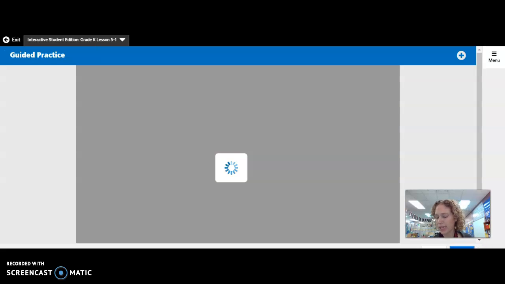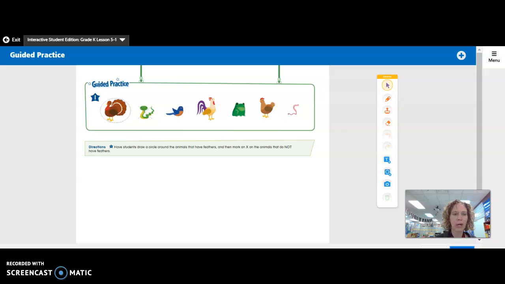All right, let's take a look at our guided practice here. All right, so for number 1, it says, draw a circle around the animals that have feathers. Okay, so that's going to be our category, animals that have feathers. Okay, so let's get our marker out, or our crayon or pencil. Does a turkey have feathers? Yes.